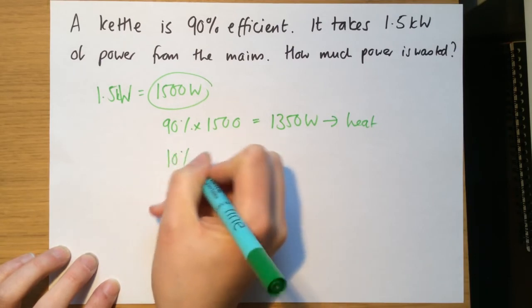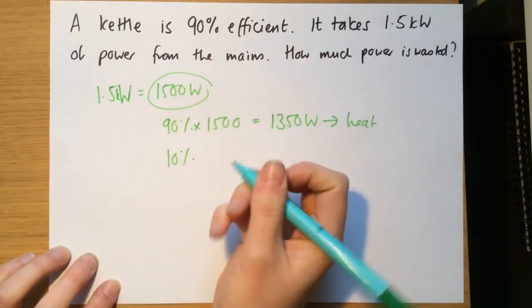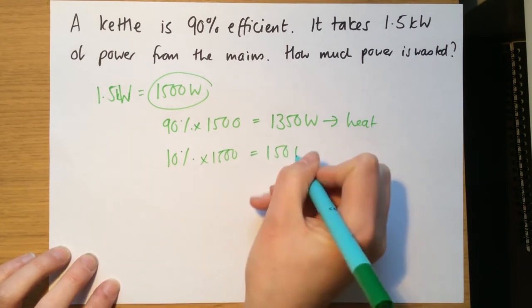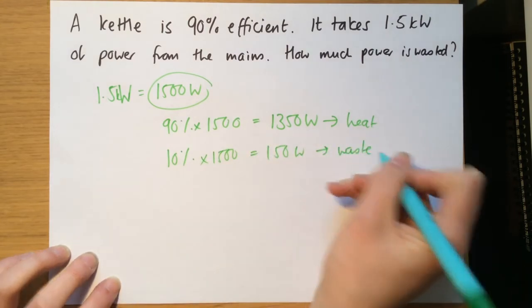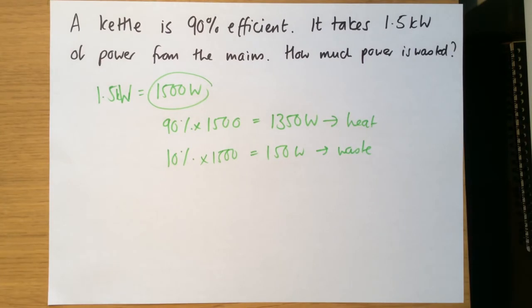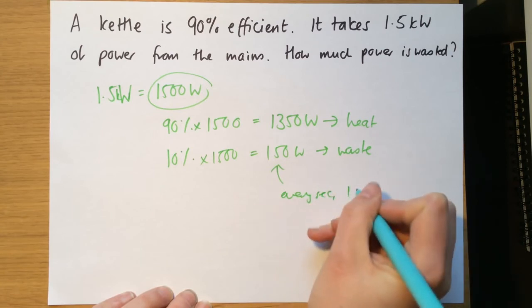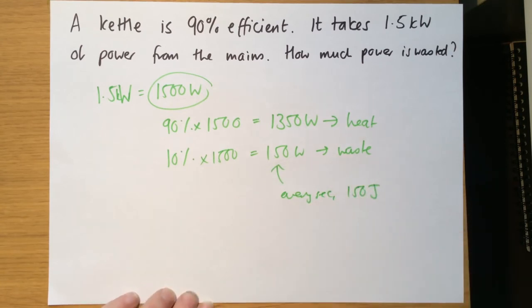Now if it's 90% efficient, that means that 10% is wasted. So 10% of that, equal to 150 watts, is waste. Okay, so it wastes 150 watts of power, or 0.15 kilowatts of power. Now that means that every second we waste 150 joules of energy.